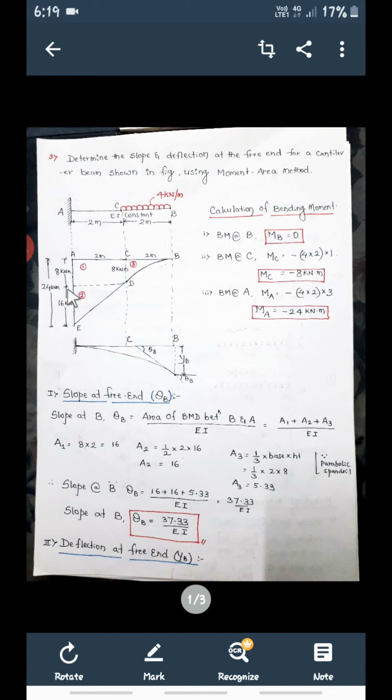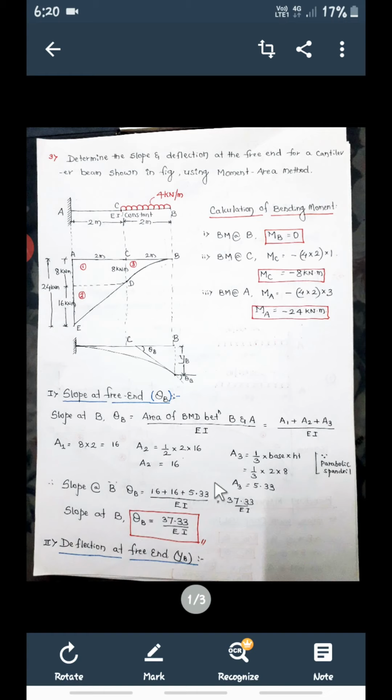Okay, so half base is 2 meter, height will be 16, so this area will be 16. Then A3, see, this is the parabolic spandrel. So what is the area of parabolic spandrel? 1/3 of base into height. So 1/3 base, again base is 2 meter, height will be 8. So it is 16/3, that is 5.33. 5.33 will be the area.